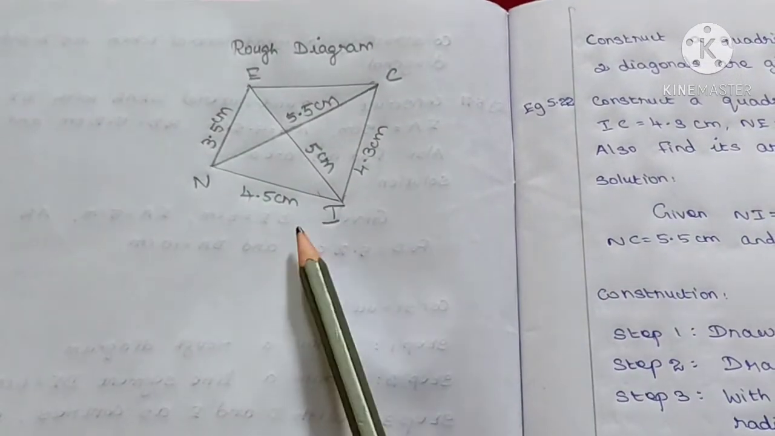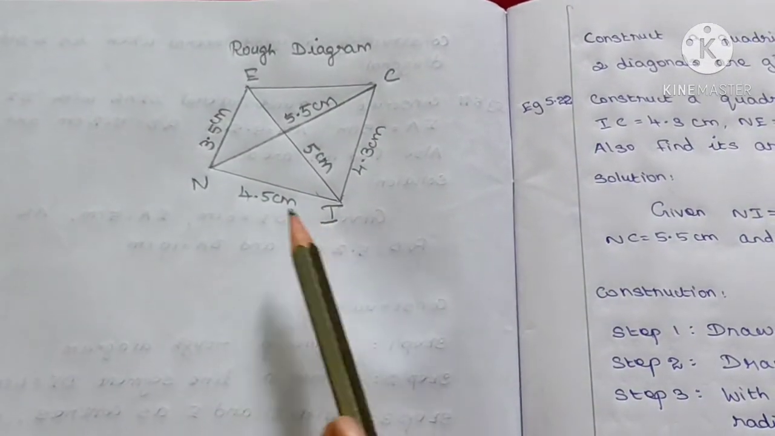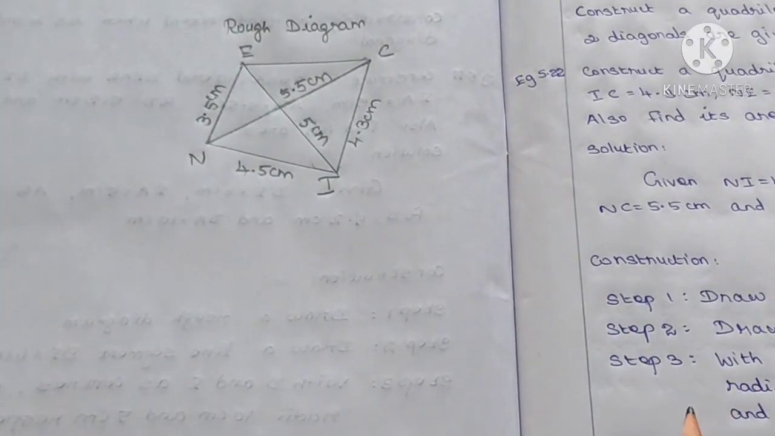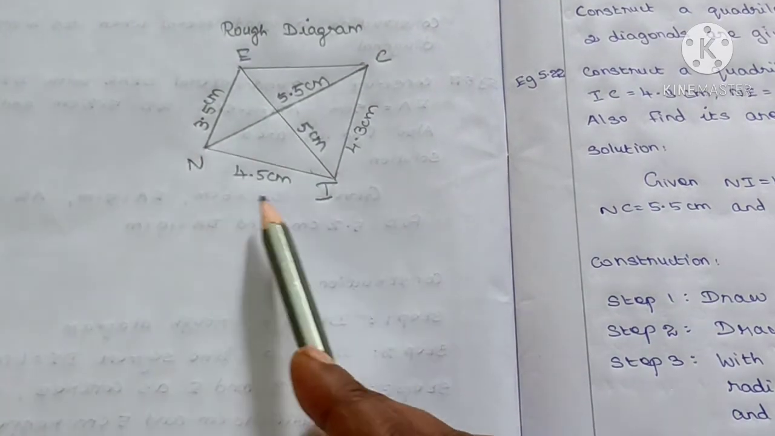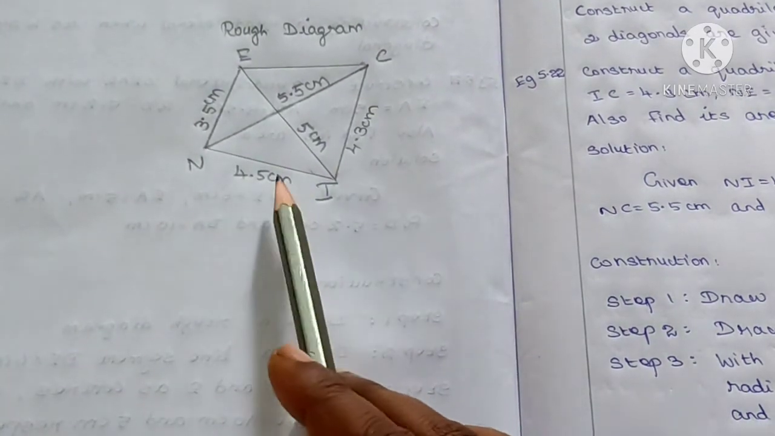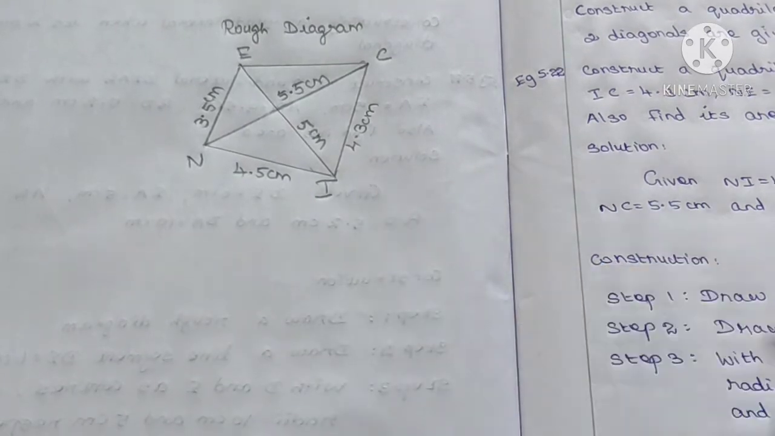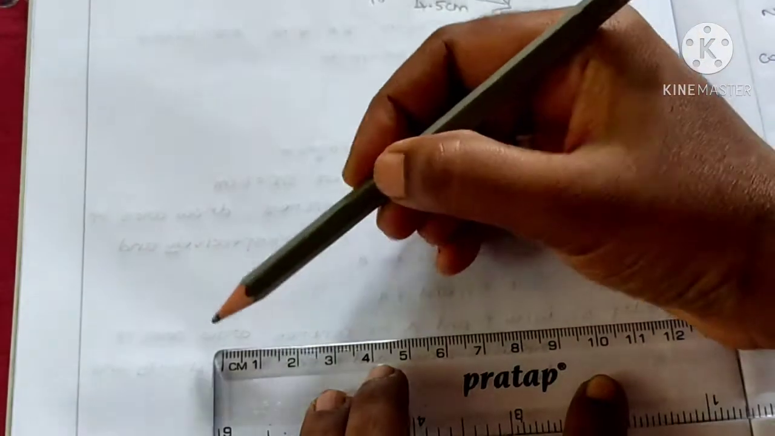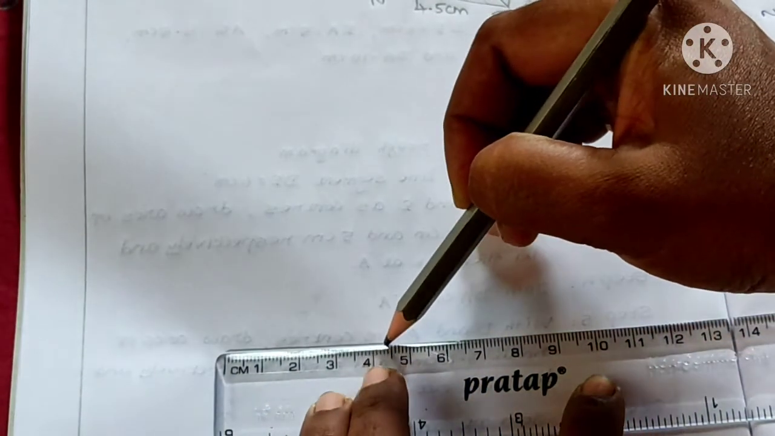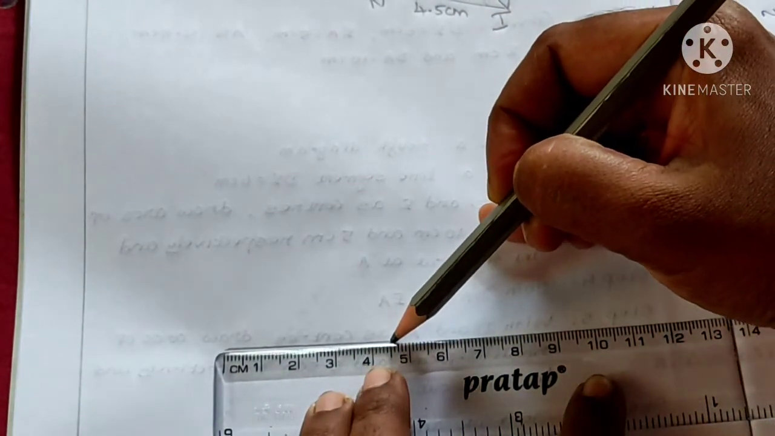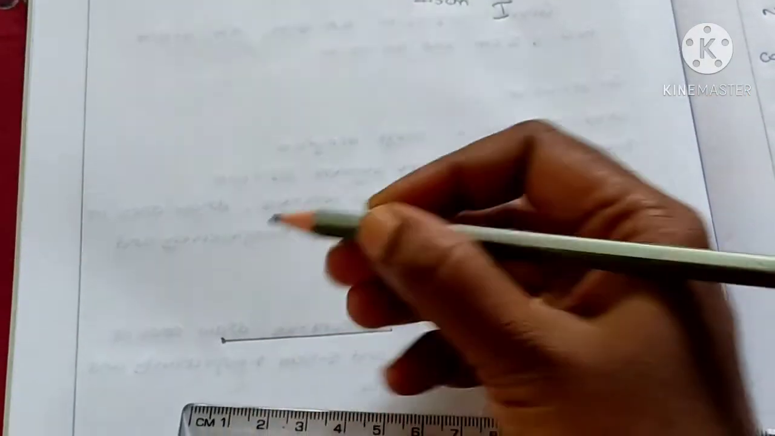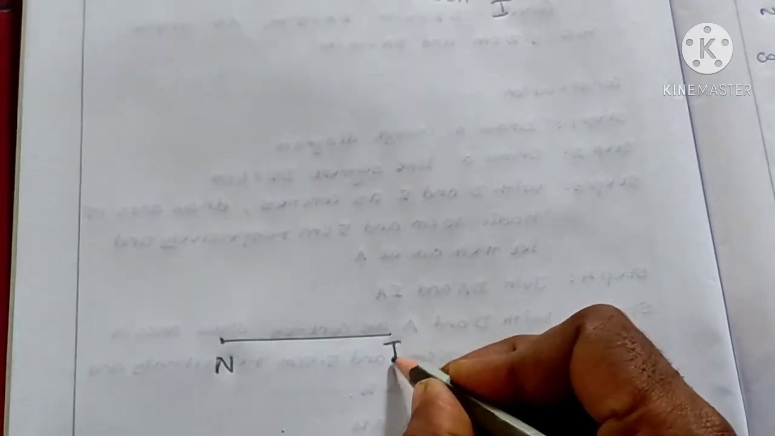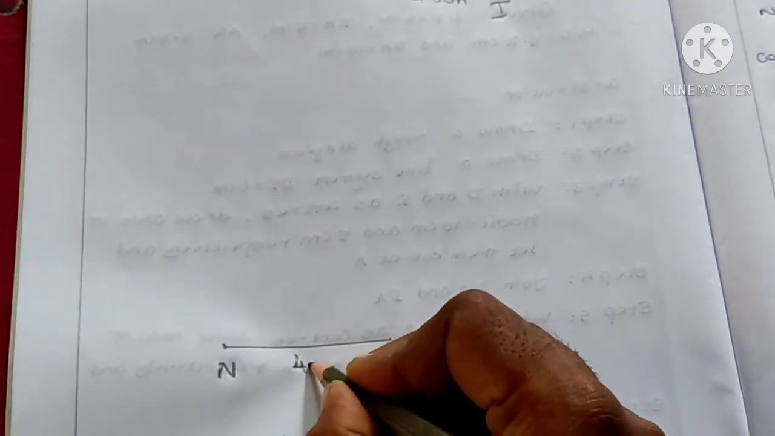Okay, on the left side you draw the rough diagram. Then the main diagram. Step 2 is you draw the line segment NI. Draw a line segment NI 4.5 cm. So use the scale and draw a 4.5 cm line, 0 to 4.5. Label the letters N and I. Write the measure also, 4.5 centimeter.